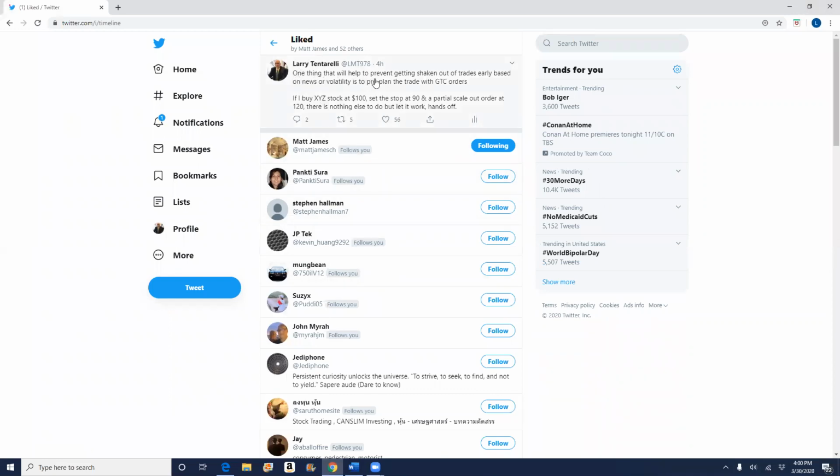And I said one thing that will help to prevent getting shaken out of trades early based on news or volatility is to pre-plan the trade with GTC orders. And I used an example. If we buy a stock at $100, set a stop at 90 and a partial scale at 120, there's nothing else to do but let it work hands off.